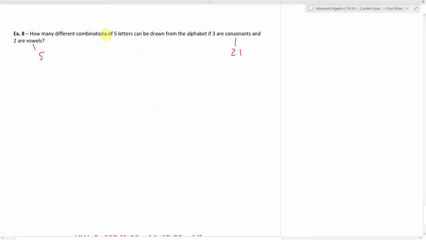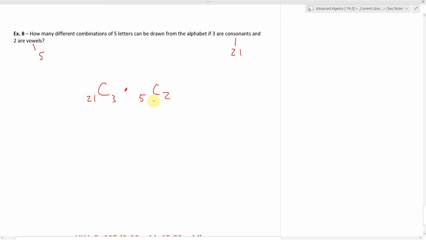So really, the question is not about choosing from a group of 26. The question is, I'm going to choose 3 letters out of a group of 21. And separately, I'm going to choose 2 letters from a group of 5. So I'd have 5 choose 2. And the counting principle tells us, well, if there are 21C3 ways of choosing 3 consonants, and there are 5C2 ways of choosing 2 vowels, then the ways of choosing the 2 different things together is simply the product.